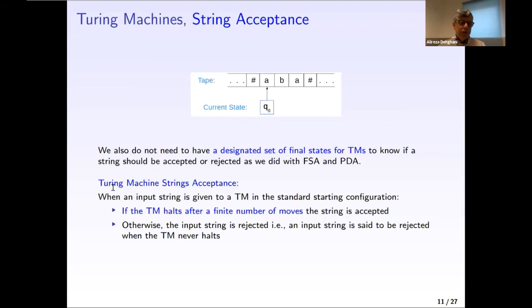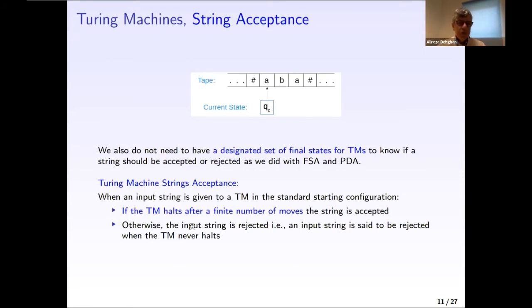So for the other machines, the criteria for accepting a specific string was that we start in the initial state and read the first symbol of the string, and then move toward the right side of the tape, and then we finish the string when we are in the final state. That was the criteria for the other machines.